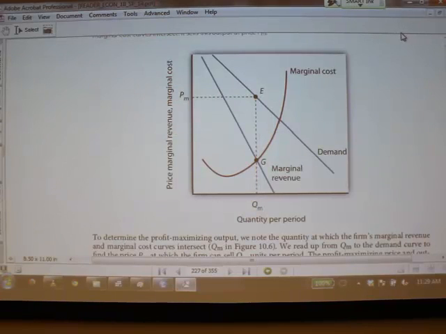However, if the average total cost was like this, then the firm would not be profitable, right? Because even at the optimum, what's the cost per unit? C prime. So there, this firm is making a loss.